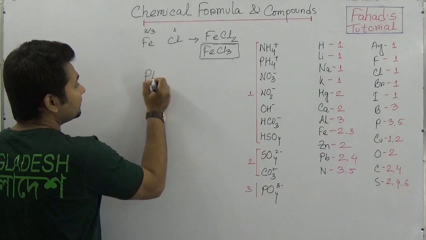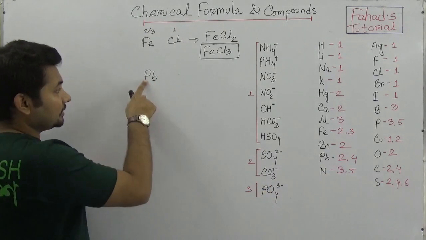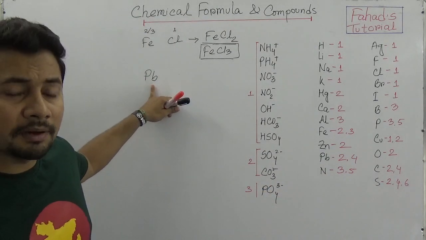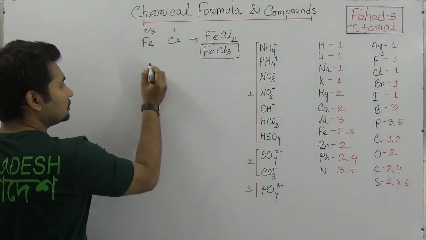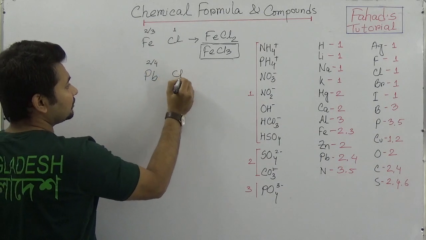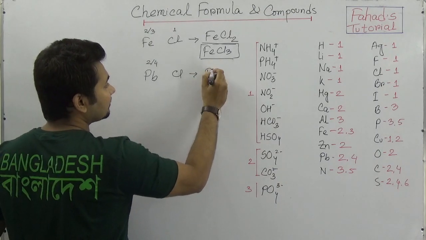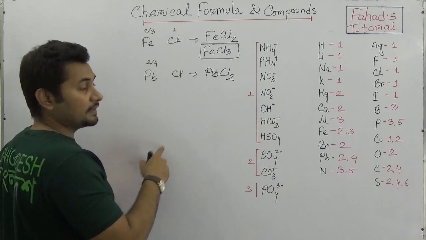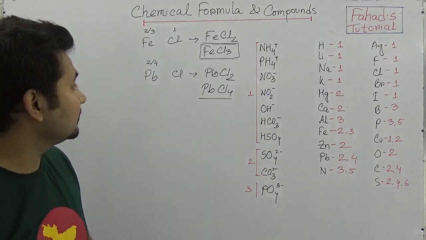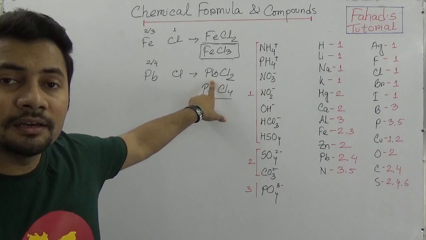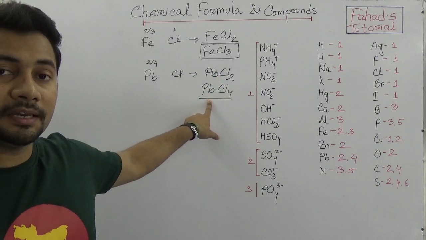Like in the case of lead, you know that lead has two valencies. What are they? 2 and 4. You know that this is a Latin name, plumbum. The symbol of lead is Pb for plumbum. So it has two valencies, 2 and 4. If we use it with chlorine, then firstly it can be PbCl2, and then it could be PbCl4. Now what can we say about the naming of these compounds? This would be plumbous chloride, and this one is plumbic chloride.